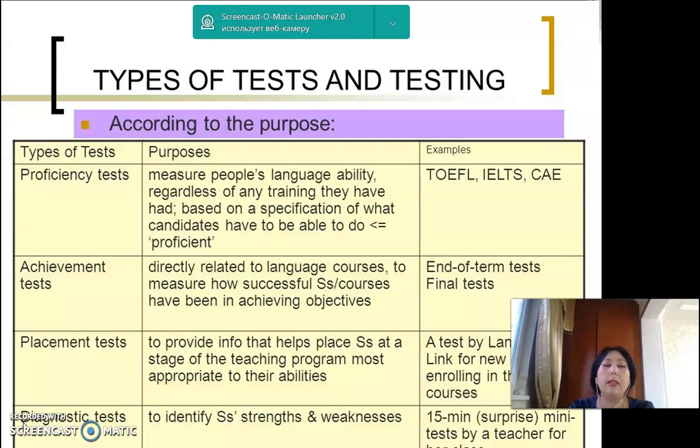And the diagnostic test, its purpose is to identify students' strengths and weaknesses. It can be a 15 minute surprise mini test by a teacher for students.